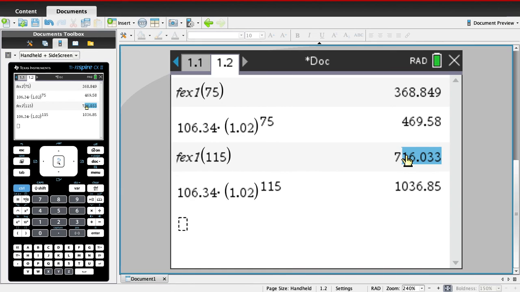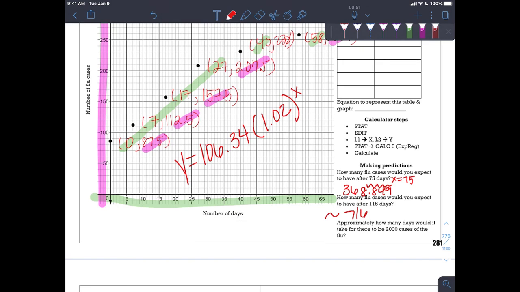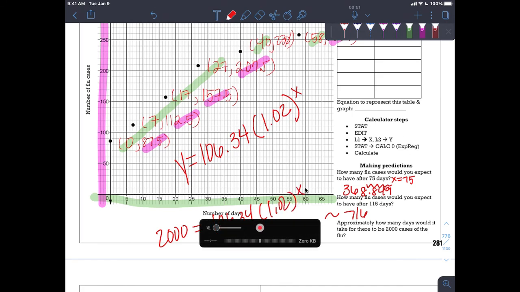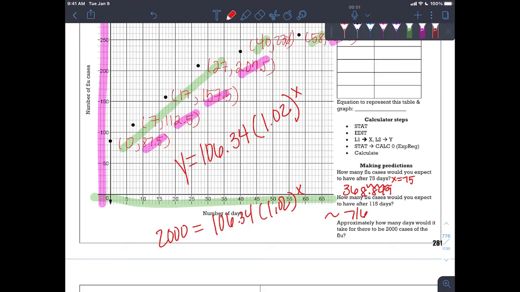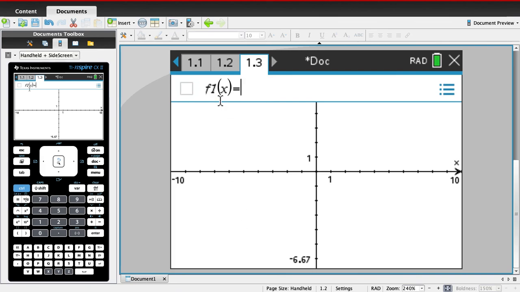Approximately how many days would it take for there to be 2,000 cases of the flu? So this question is going to be a little bit different. Instead, they're asking me when exactly this graph is going to hit 2,000. Now, this is not something that we can solve for at this point because we don't know how to solve for this. But what we can do instead is look at the table of values. So let's take a look at this graph. I'll call it f ex 1.